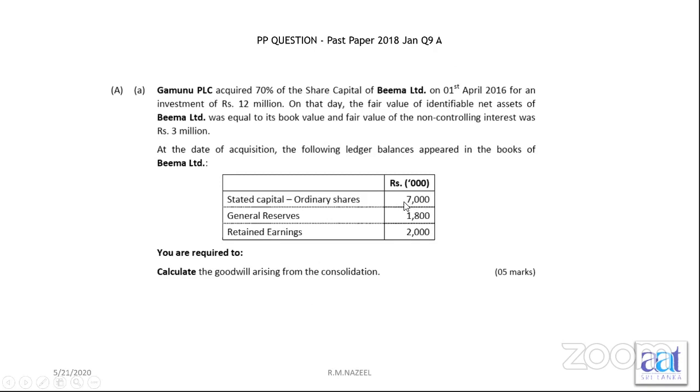Stated capital is 7,000. General reserve 1,800. Retained earnings. See this one, at the date of acquisition, that is very important. At the date of acquisition. So calculate the goodwill for how many marks? 5 marks. So this is very important in your exam, right?